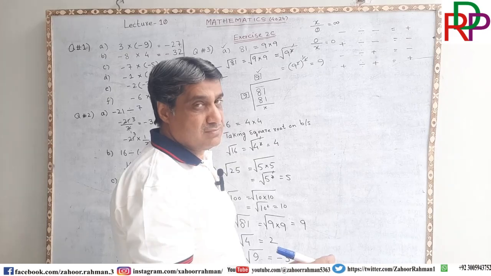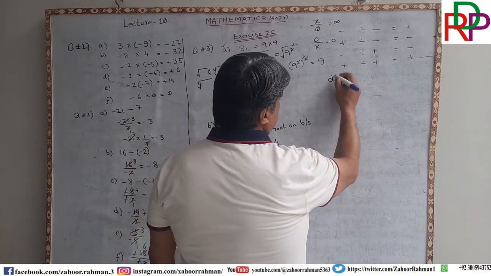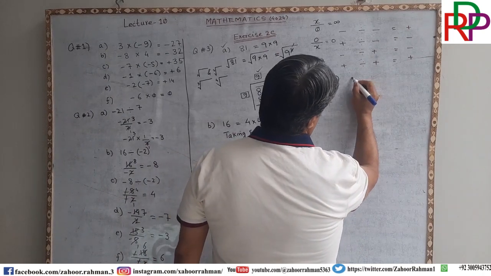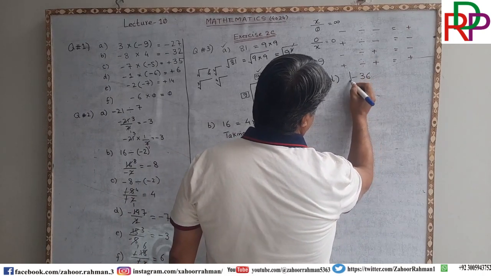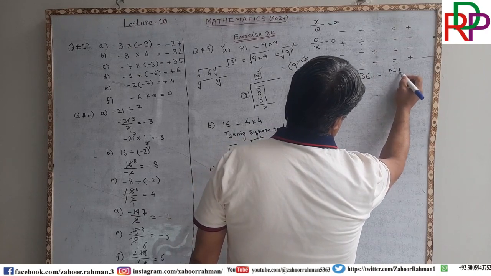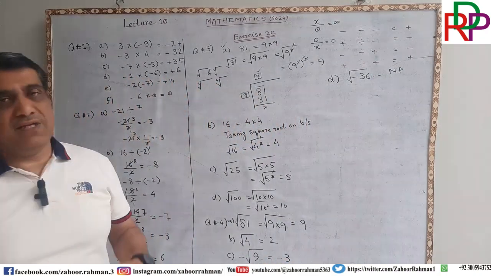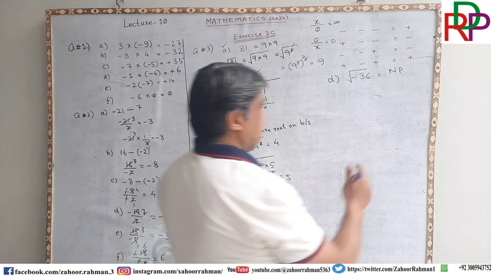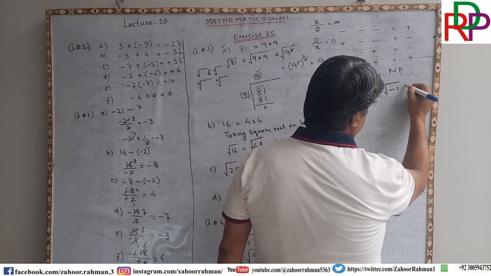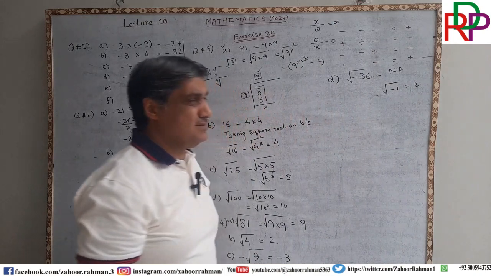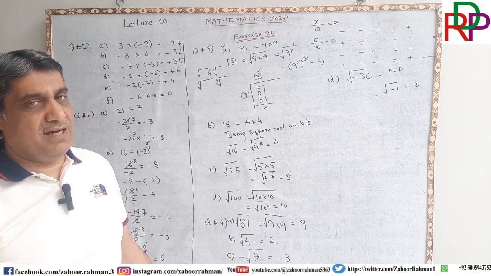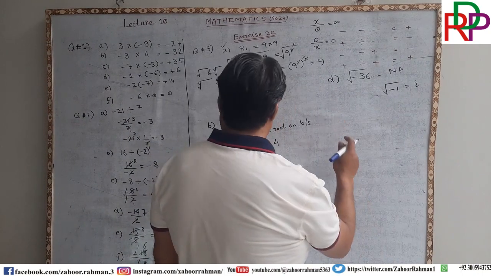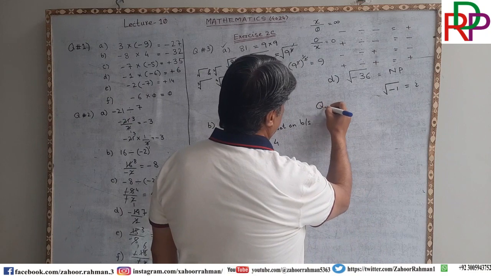Now the D part. Because it was not visible here, I did it here. Minus 36 under the root is not possible, because the square root of a negative number is not possible at this level. Minus 1 under the root is equal to iota, and you are not familiar with the concept of iota yet; in A level, you will learn these things. So that was all about question number 4.